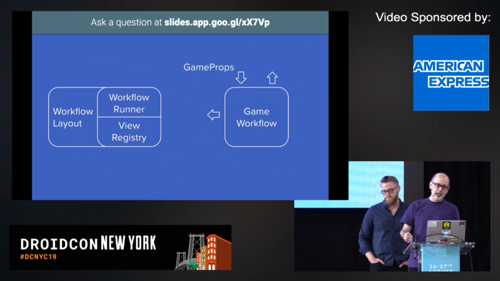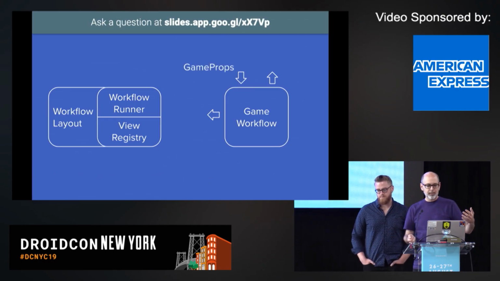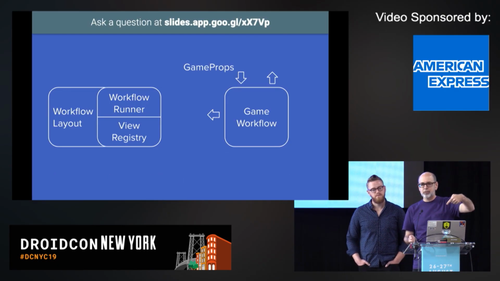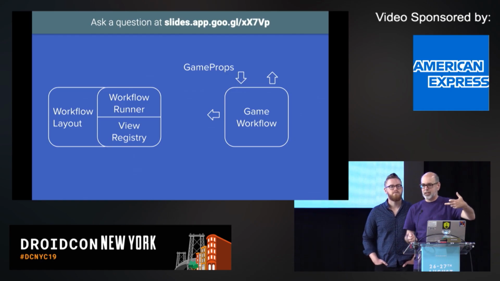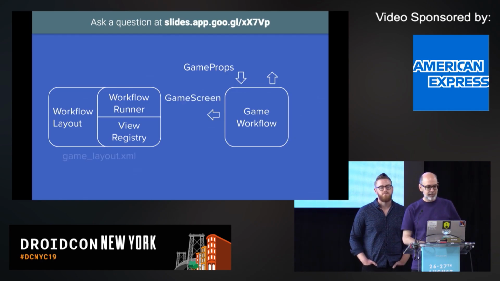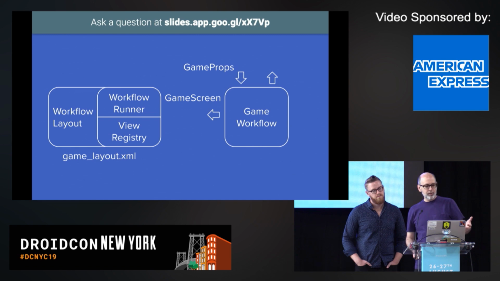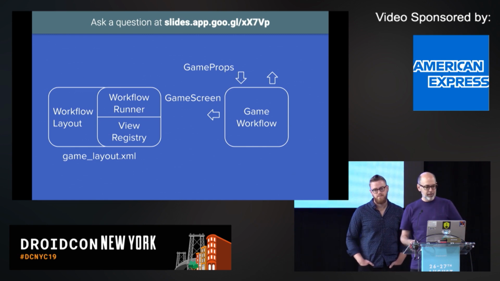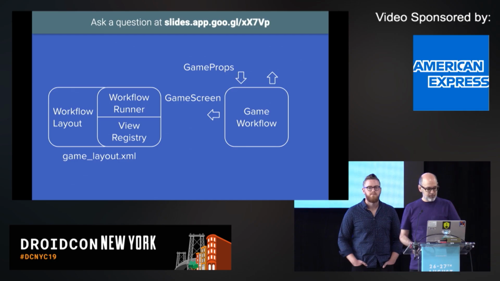So once you turn the key, the way this all looks as it's running is something like: the game workflow is given the game props information that it needs to actually start running things. It kicks out a rendering. Workflow runner, workflow layout, view registry have a conversation, and they agree that the game layout .xml is what should be inflated now. And eventually the user will emit an event.